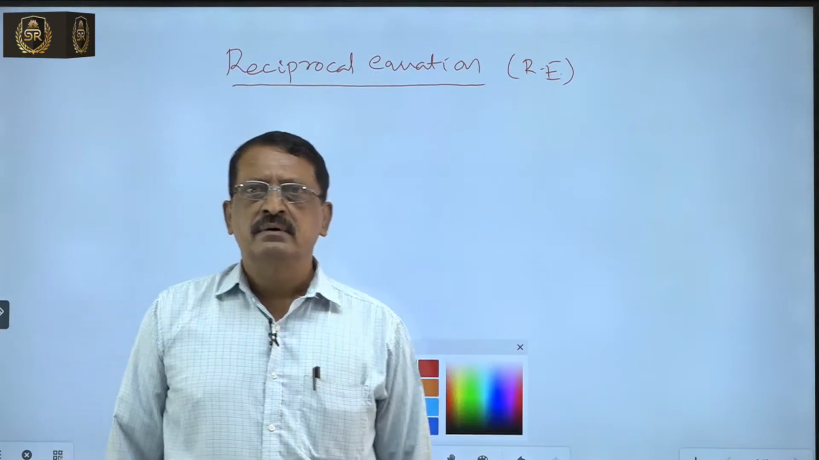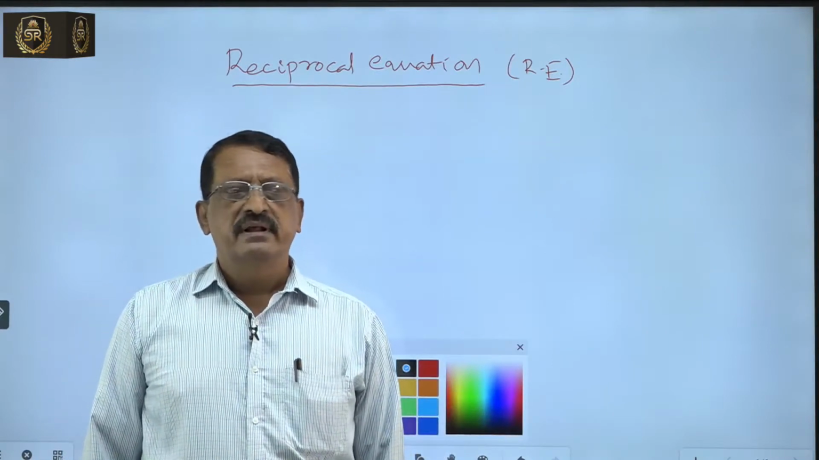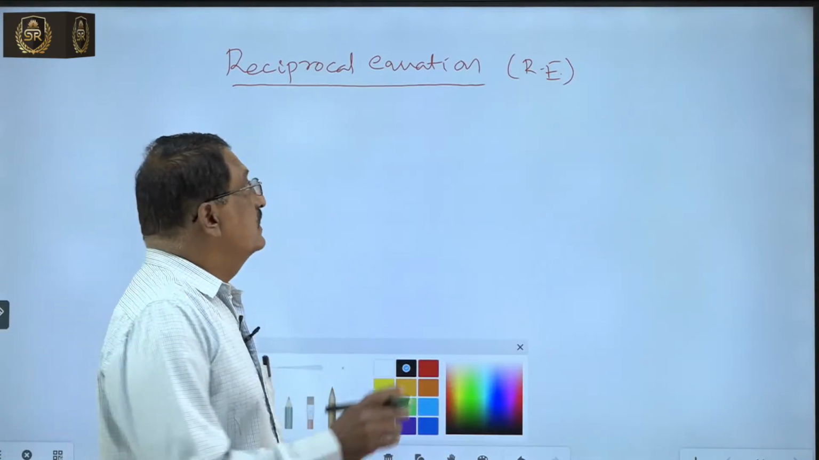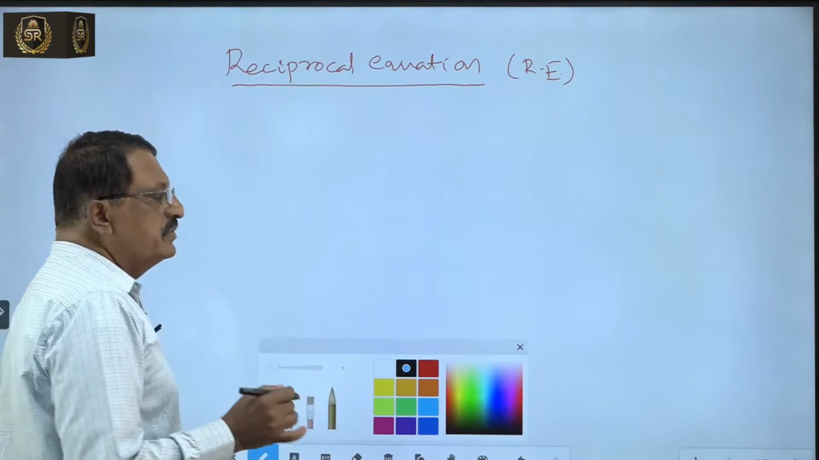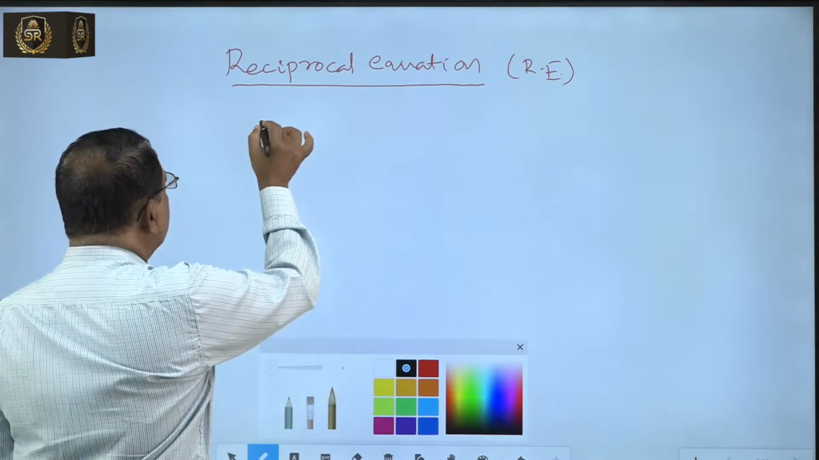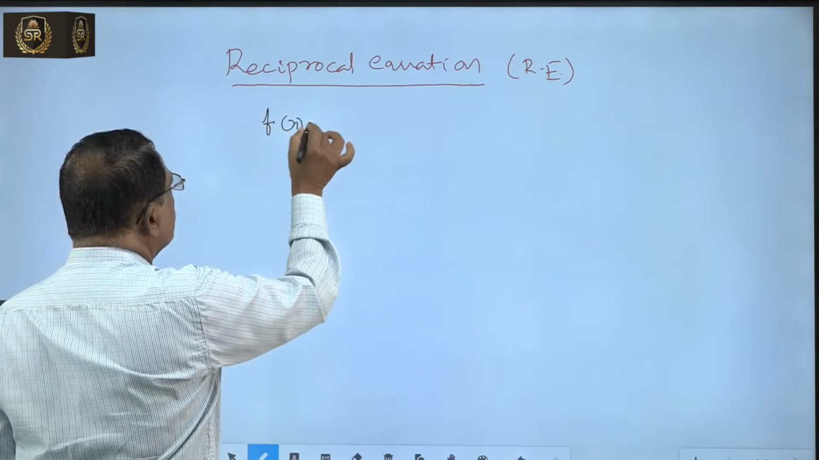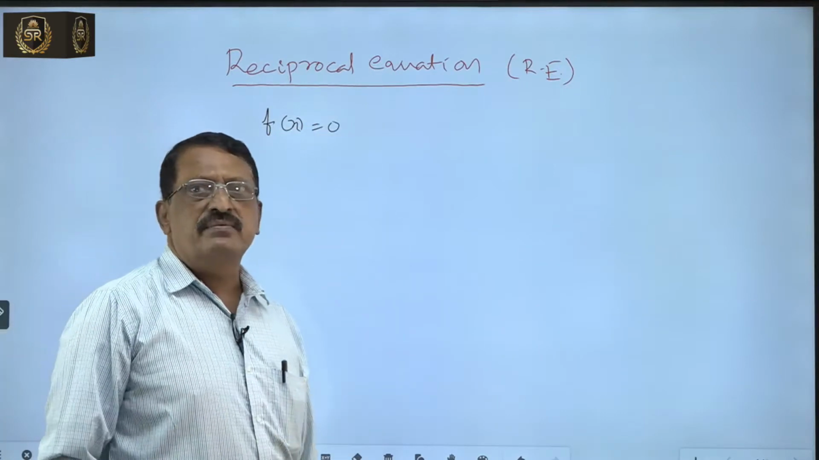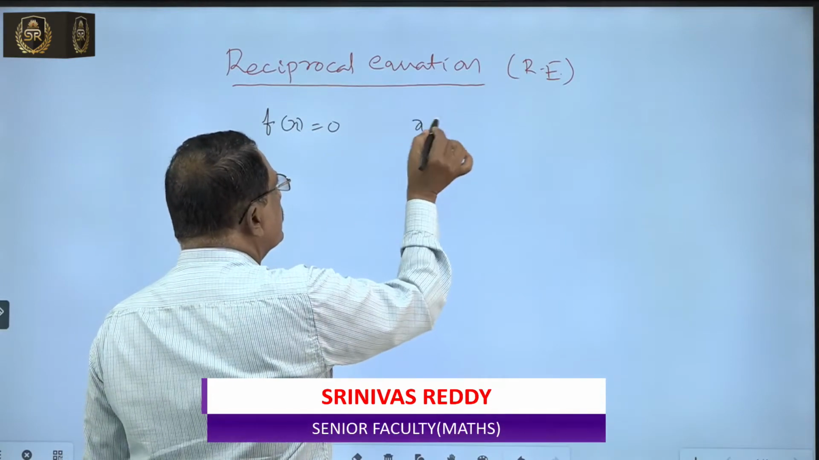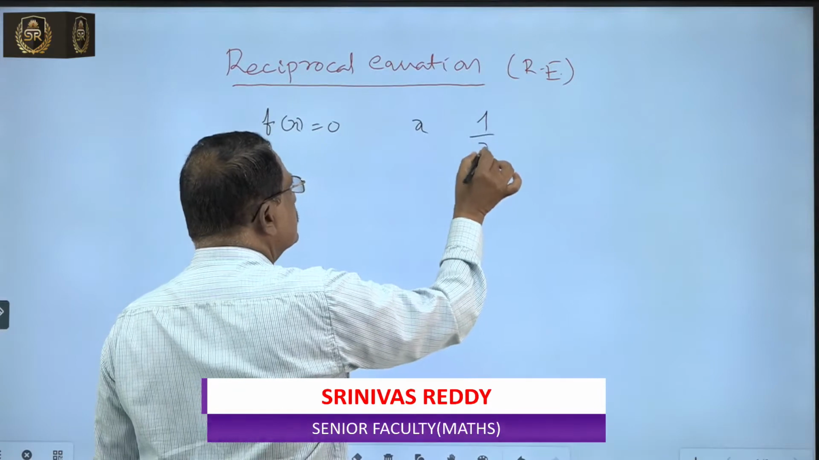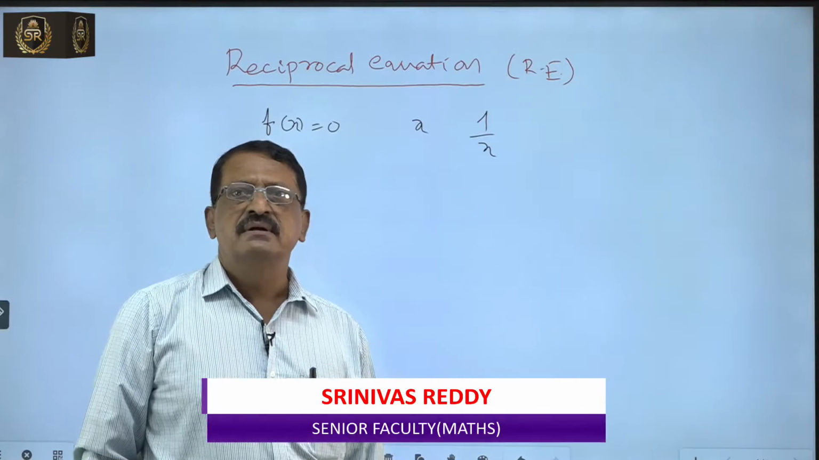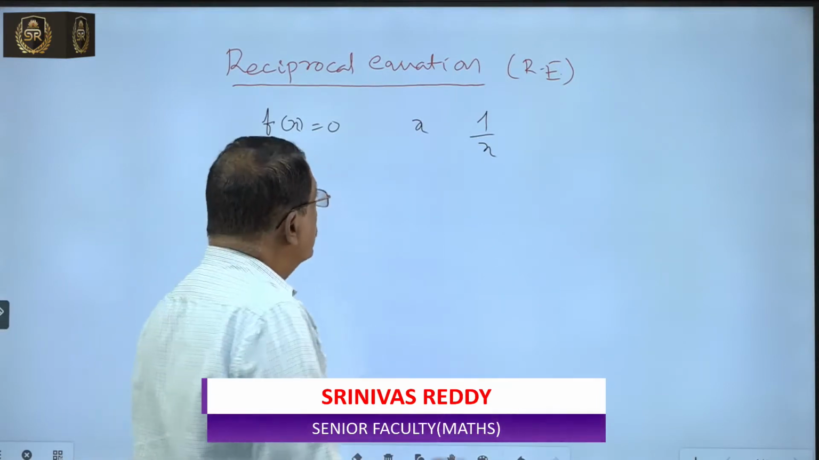Good morning, students. Now we continue the theory of equations topic. In that, reciprocal equation. Now, suppose f of x equals 0 is a polynomial equation in terms of x. If x is replaced by 1 by x and the equation does not change, then the equation f of x equals 0 is called a reciprocal equation.